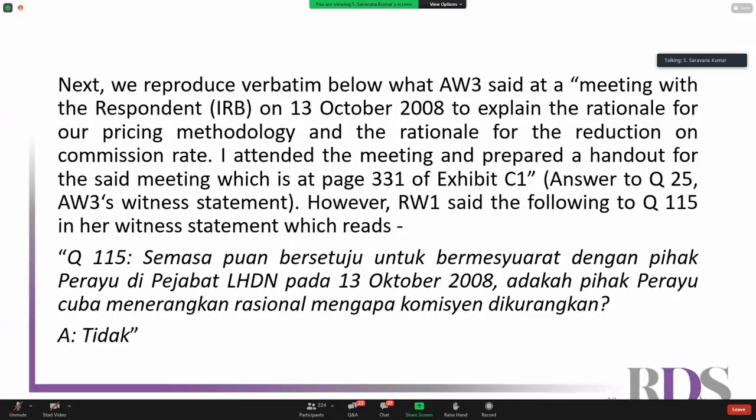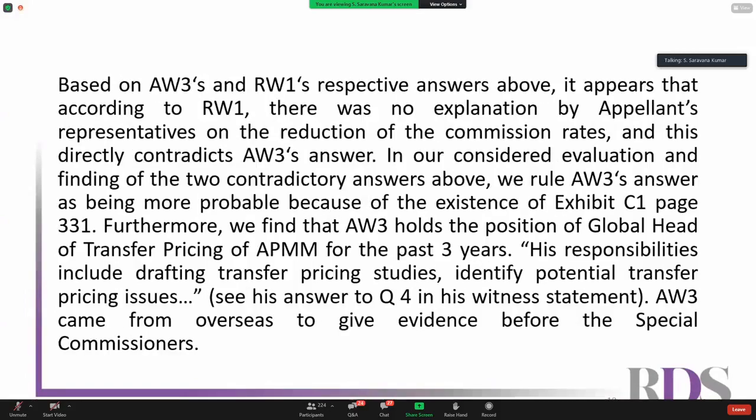And we put this verbatim. AW3, the expert witness, was asked this question: I attended the meeting, look at the report, did you try to agree on the rationale? She said no. When you were asked about the meeting, did you explain? She said no. So very clear, based on the two experts, the IRB's witness and our professional expert. The court said there was no explanation she gave, and whatever she did contradicted AW3. And when there's a contradiction, they said we find AW3 to be more probable because of the exhibit that we had.